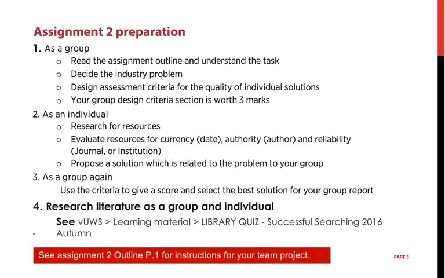In preparation for the assignment, it is best to start as a group. The first task is to read the assignment outline and understand the task as a group. Then to decide the industry problem that you want to focus on. Next will be designing assessment criteria for the quality of your individual solutions. Your group design criteria section is also worth 3 marks.